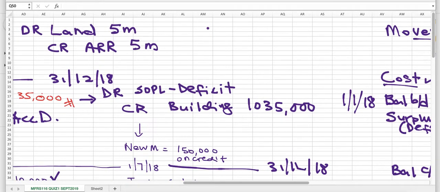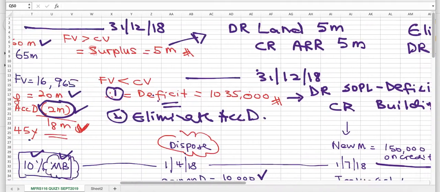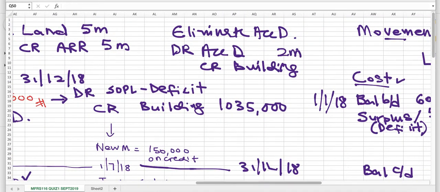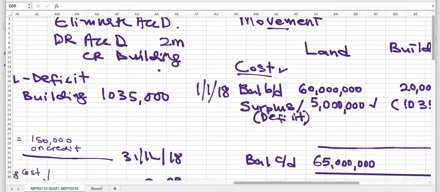When you eliminate your accumulated depreciation, that means you will reduce your accumulated depreciation. So you will debit accumulated depreciation and you will credit the building. You cannot credit SOPL because it becomes revenue. That will be 2 million. So when you debit 2 million, you credit 2 million. That means under the accumulated depreciation you deduct, and under building you also deduct because it reduced.